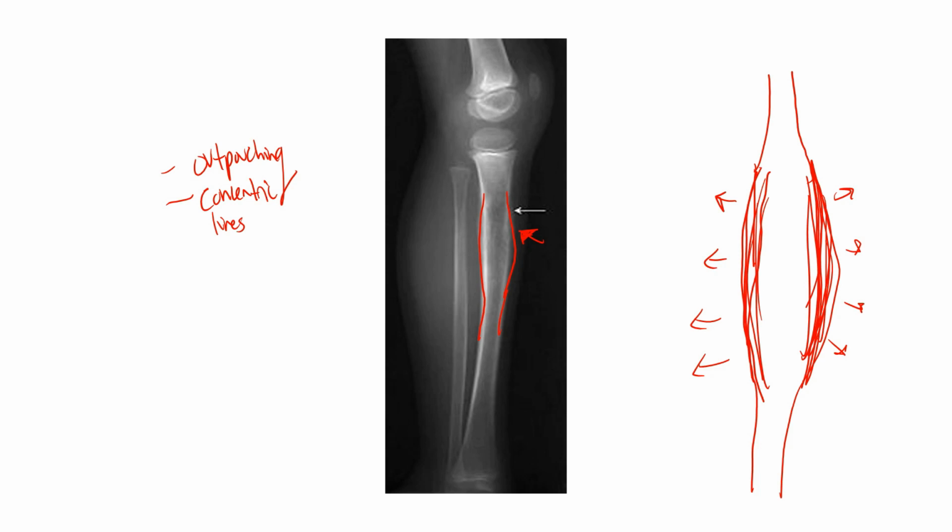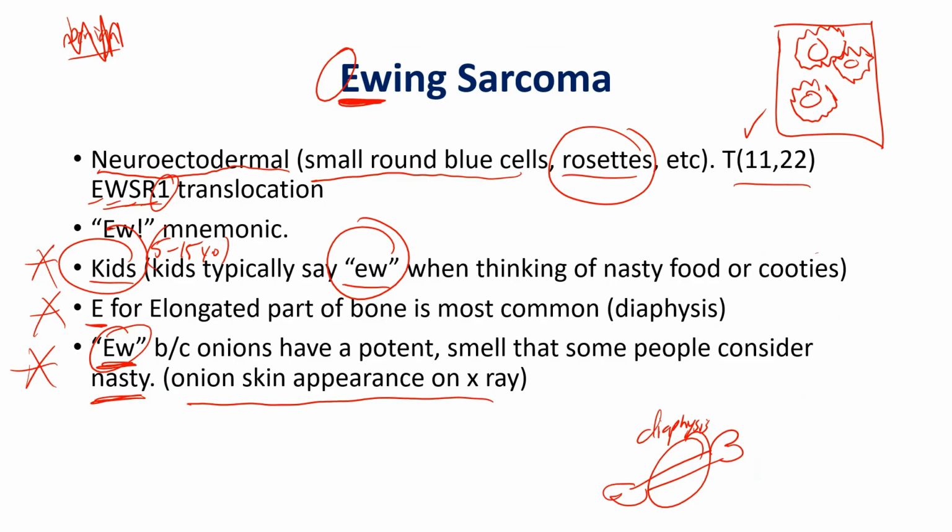This particular sarcoma, the Ewing sarcoma, the two main signs you're looking for are the outpouching and the concentric lines for what's called the onion skin appearance. Okay, and remember the rest of the mnemonic: little kids typically yell EW, ew, when they're thinking of nasty things. And then E also stands for the elongated part of bone. That's the most common location it's going to be in for the bones, so that's going to be the diaphysis. And so you can see how that mnemonic works.